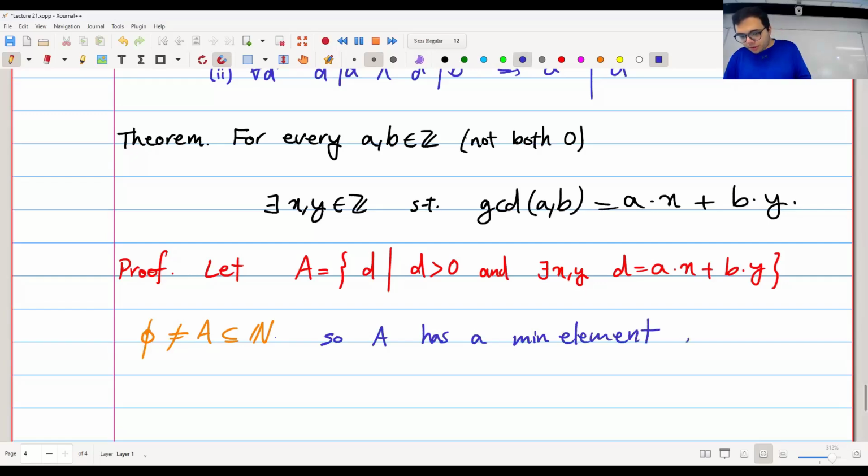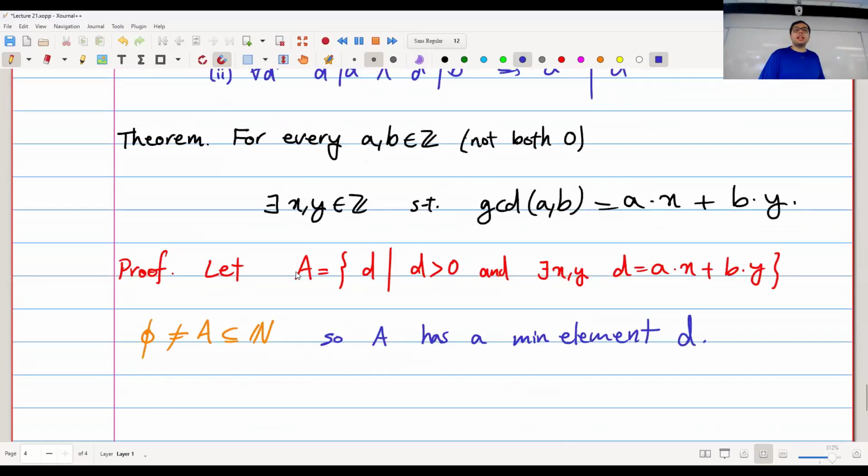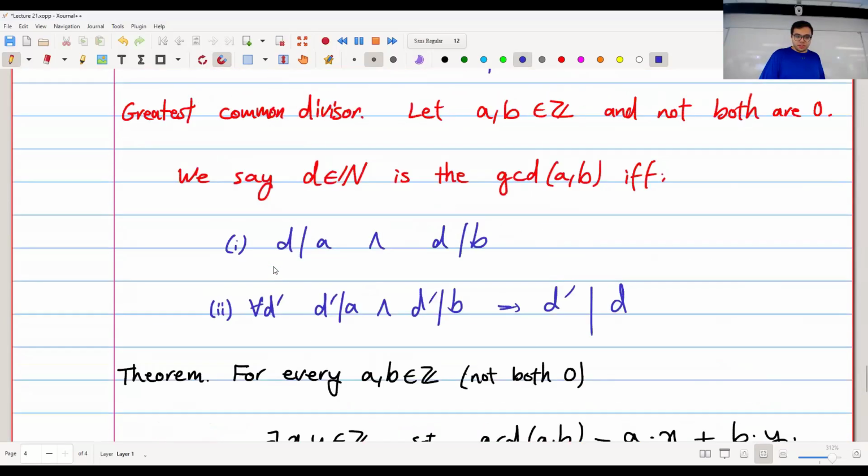Let's call that minimum element also D. Okay. So I claim that D has all the properties of the greatest common divisor. First of all, for my greatest common divisor, I need it to be a natural number, and it is a natural number because A is a subset of natural numbers.